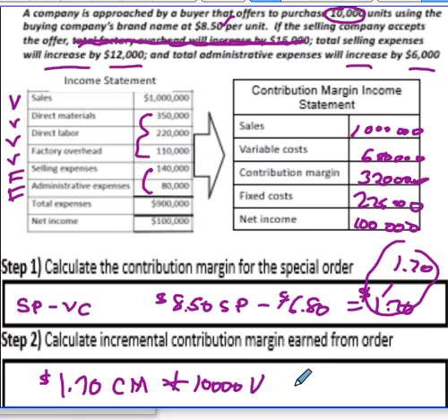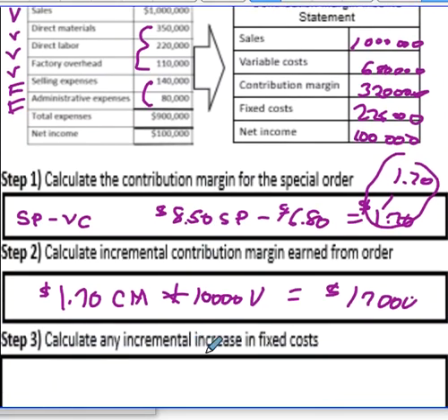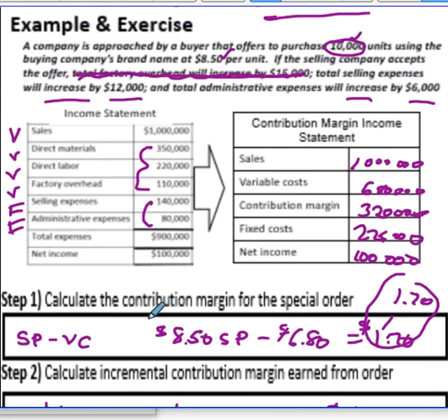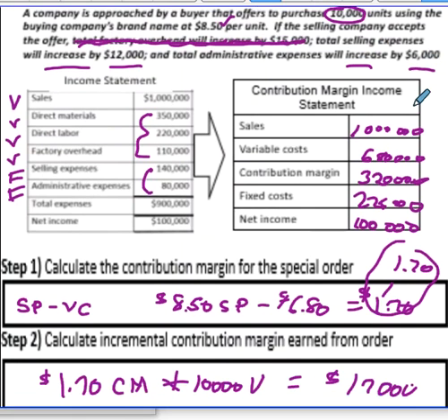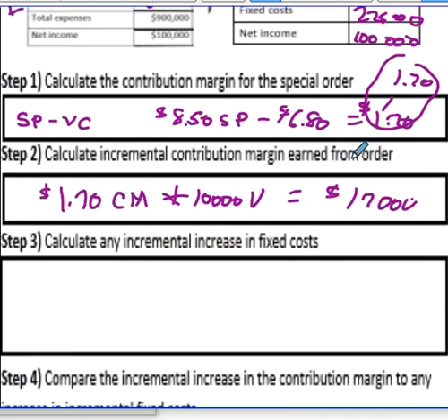Which gives us a total incremental contribution margin of $17,000. So that's our incremental contribution margin. Now we have to understand, do we have any incremental increase in our fixed costs? So we take a look here again in our explanation of our problem, and it says our total selling expenses increased by 12,000, and our administrative expenses were going to increase by 6,000.